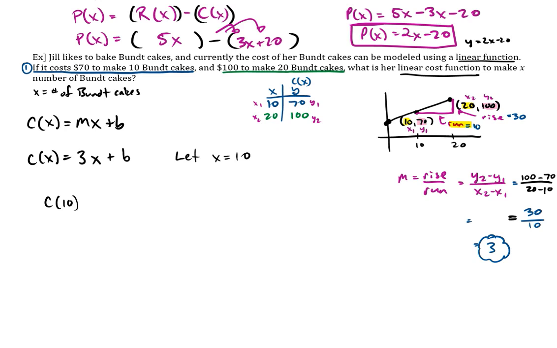If I plug in 10, I would have 3 times 10 plus b. So I'm evaluating this linear function like we normally would. However, remember this is the y-coordinate when x is 10. So that means I could replace that with 70. 3 times 10 is 30 plus b. So now I can solve for b. If I subtract 30 on both sides, we would get b is 40.